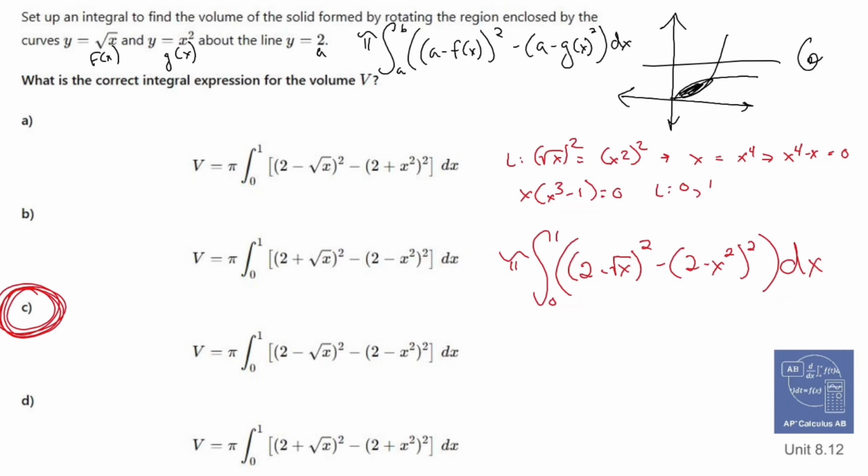Oh, I hate it. I hate it. Wait till the next one where we actually do the problem.